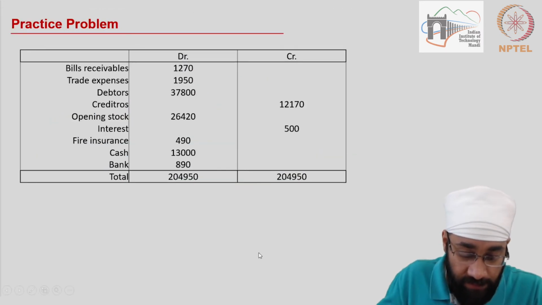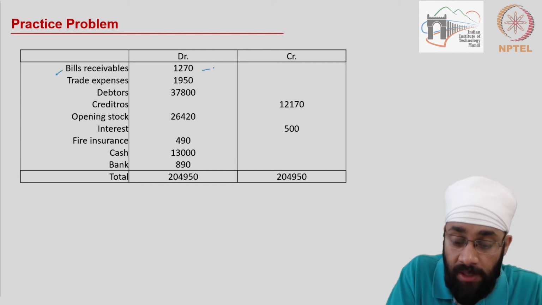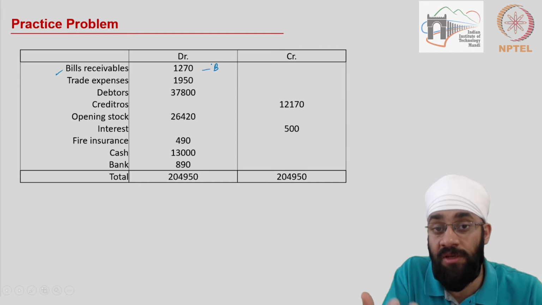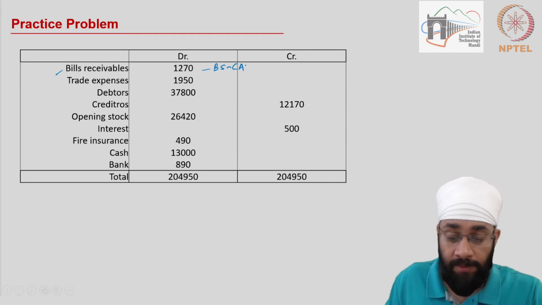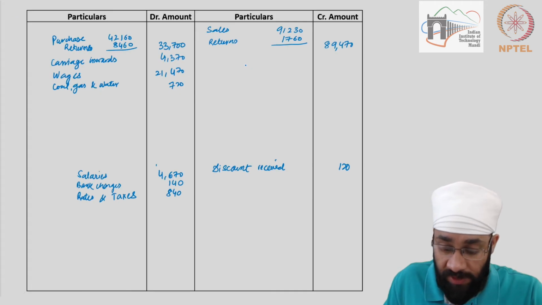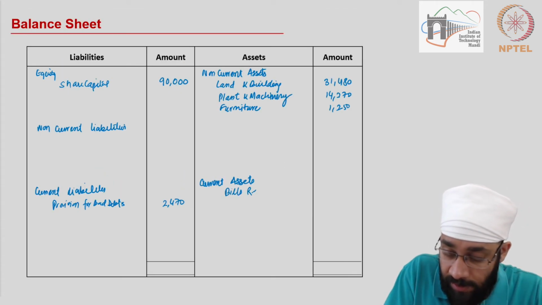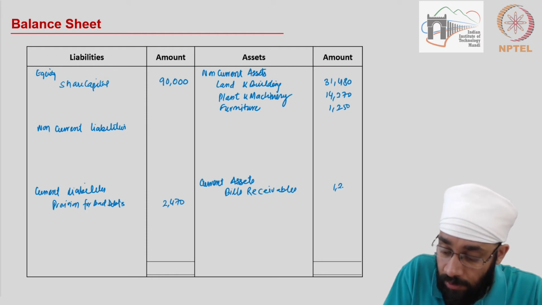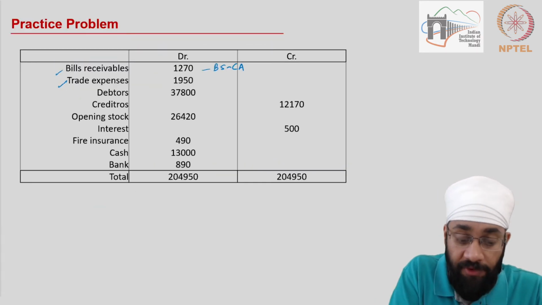Then you have the next page where you have bills receivable. Bills receivable are the bills to be received from your customers. So balance sheet, current asset. Bills receivable are 1270. Then you have trade expenses.